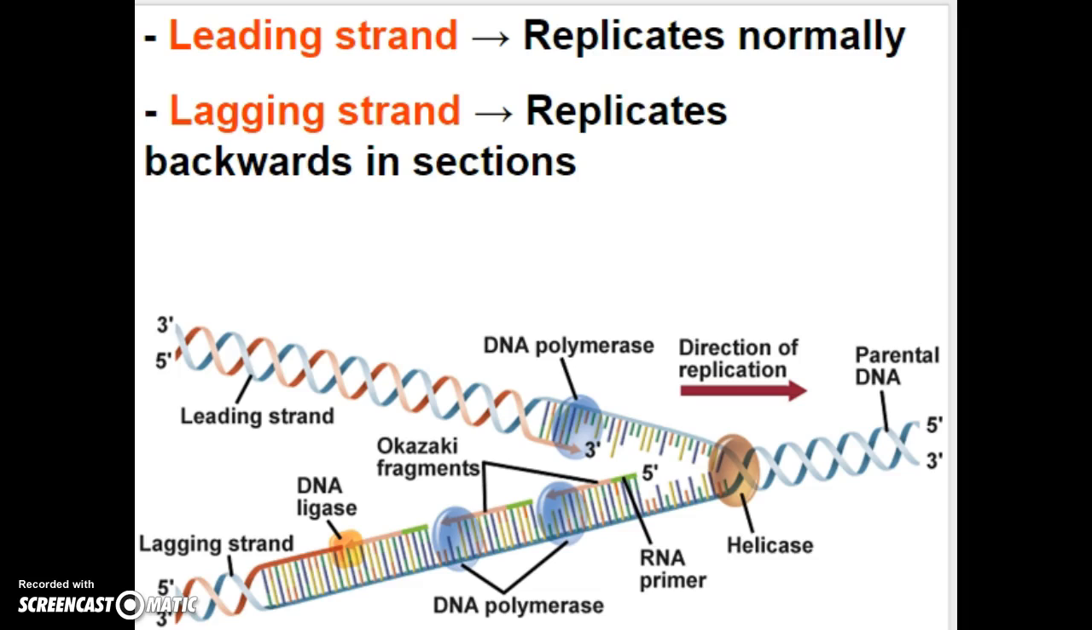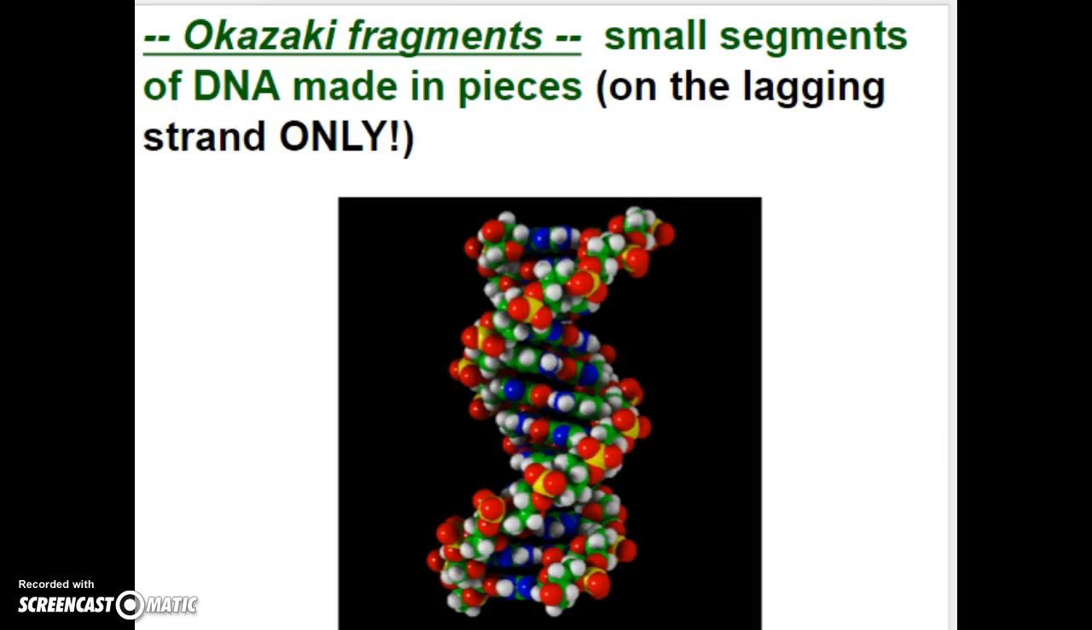DNA polymerase only works in one direction. So the bottom strand, remember the 5' to 3' strand is backwards from the leading. So the lagging strand has to replicate backwards in little sections because DNA polymerase only works in one direction. The little goofy backwards pieces that are made on the lagging strand are called Okazaki fragments, named after the pair of biologists that discovered this process and how DNA polymerase adds the nucleotides to the lagging strand.